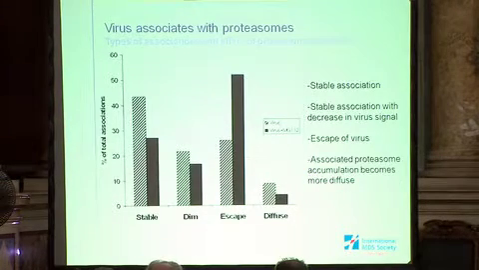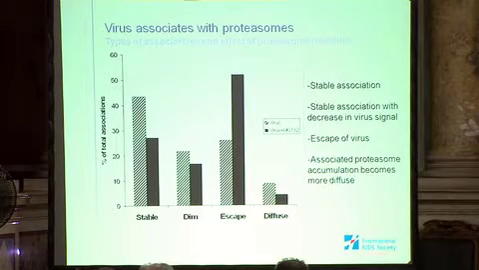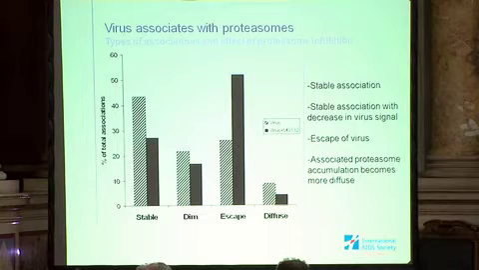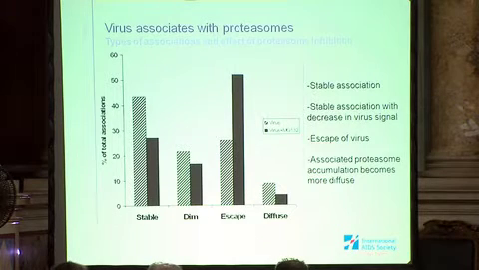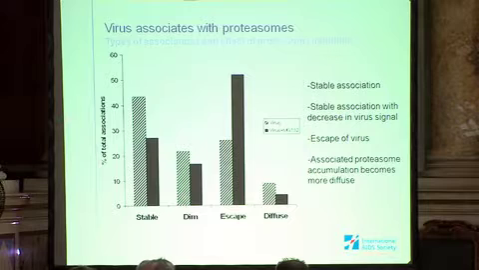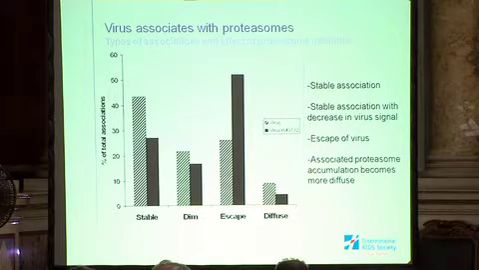So quantifying these associations, in addition to the stable interaction that I described first, and the stable interaction associated with a decrease in virus signal, I also see what I call escape, which is when the virus and a puncta of proteasomes appear to traffic with each other for at least several minutes, but the virus is able to leave this proteasome puncta. And additionally, I rarely see a proteasome puncta associated with the virus, but the punctum loses its punctate localization, becomes more diffuse.